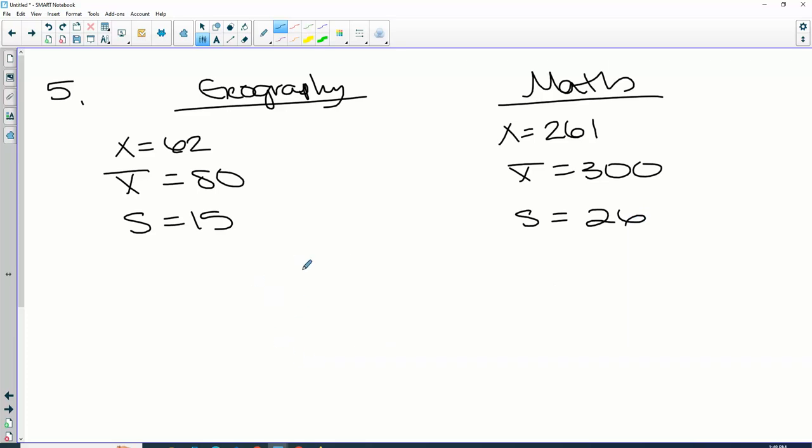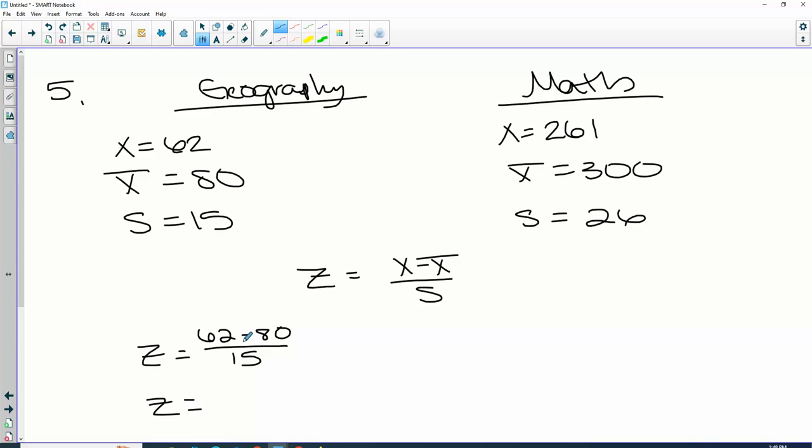So the only way to compare them is to get them in the same unit. That's a z-score. On your formula sheet, for z-score there's two, population and sample. Technically, it doesn't matter which one you use. We're going to get the same thing. It's raw value minus the mean divided by standard deviation. So on geography, raw score was 62 minus the mean of 80 divided by 15.